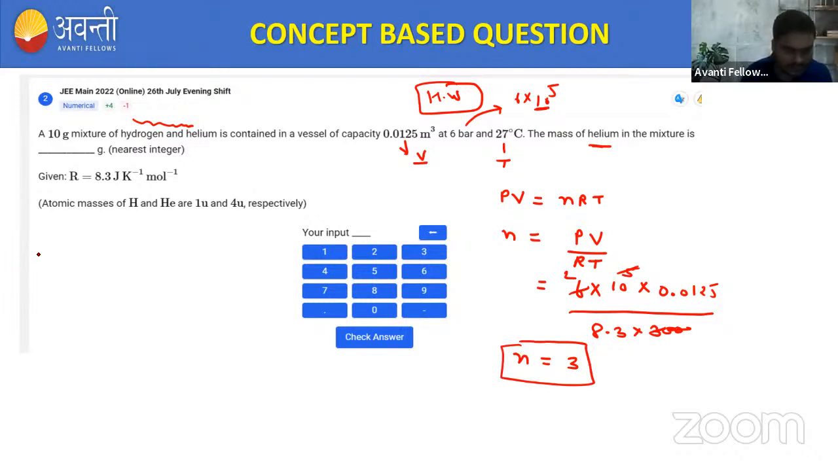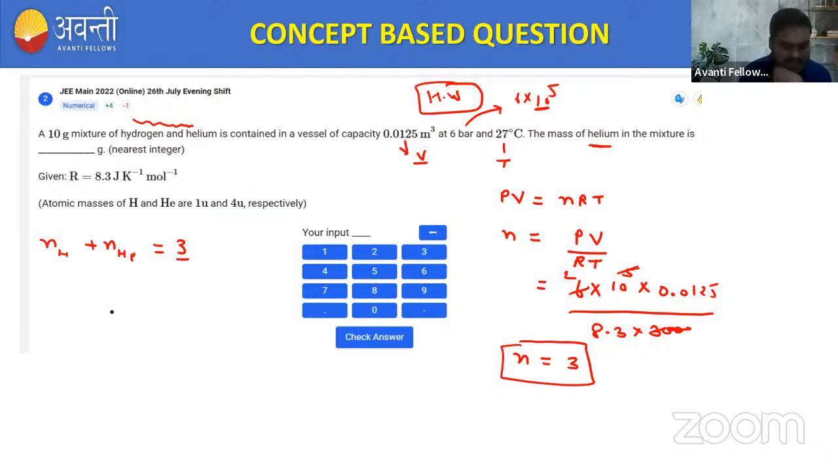Now, we know that number of mole 3 means what? Because in this we have a mixture of hydrogen, right? That is the number of mole of hydrogen plus number of mole of helium, and total comes out to be 3. This is what we get. Number of mole of hydrogen plus number of mole of helium, the total value comes out to be 3. Now, how will you calculate the number of mole? We know that mass upon molecular mass. So mass of hydrogen, that is the mass of hydrogen. We need to calculate mass of helium in this question, no? So mass of hydrogen divided by the molecular mass.